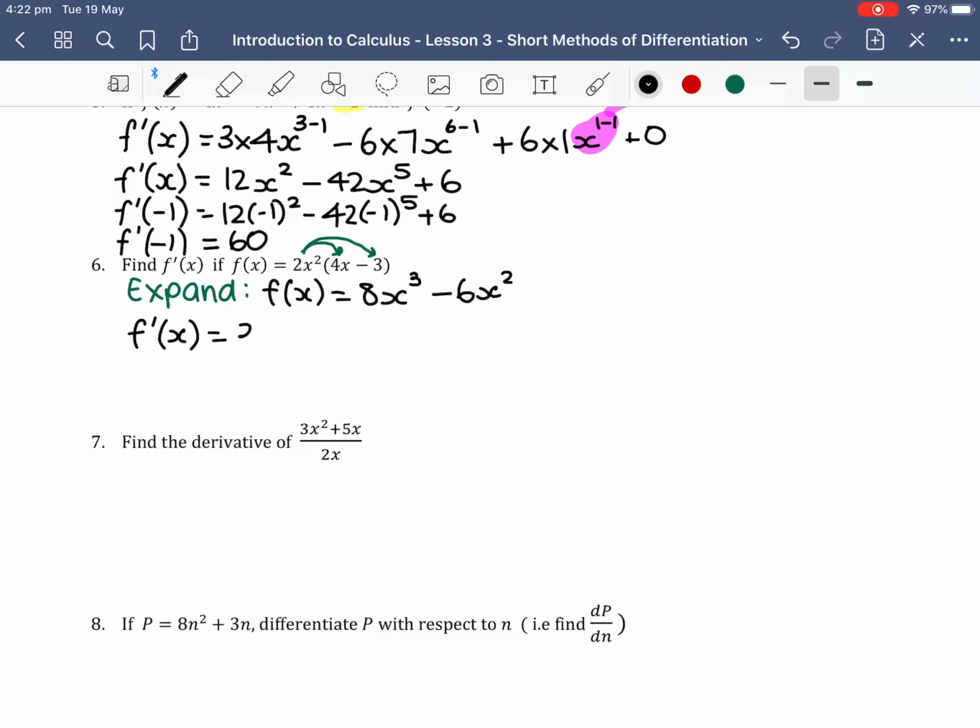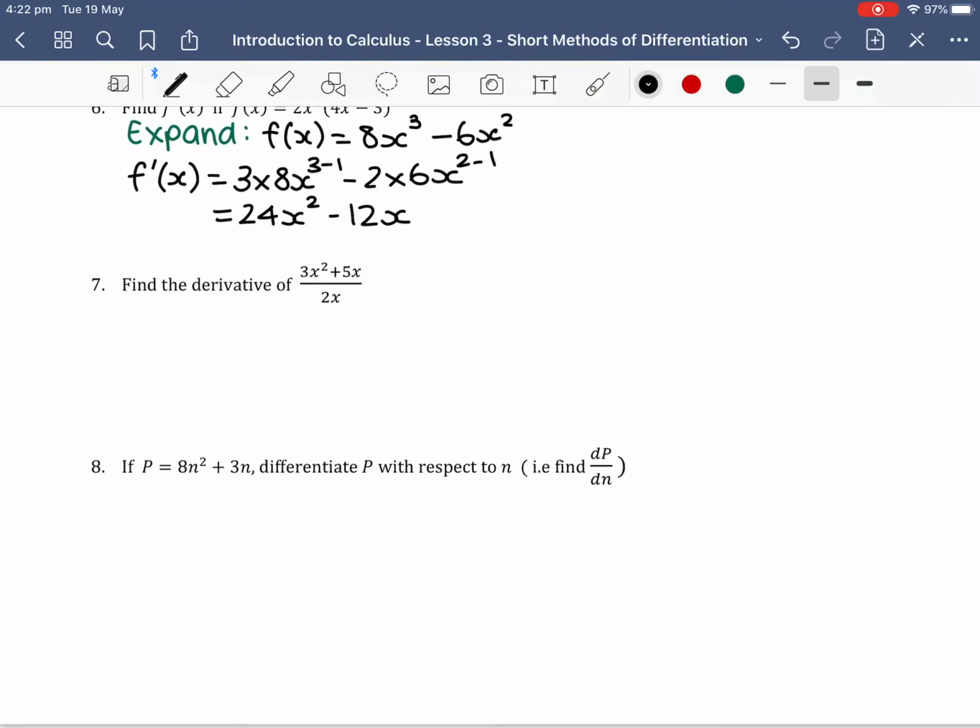So f dash x will equal 3 times 8x to the power of 3 minus 1, minus 2 times 6x to the power of 2 minus 1. So this just equals 3 times 8 is 24x squared minus 12x.